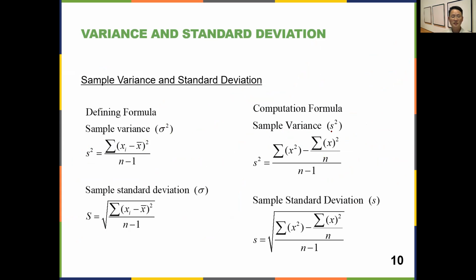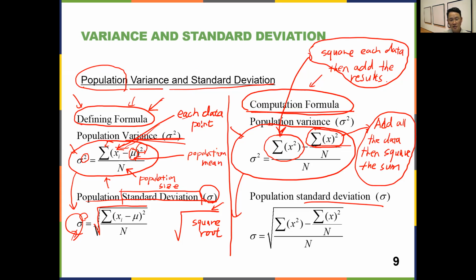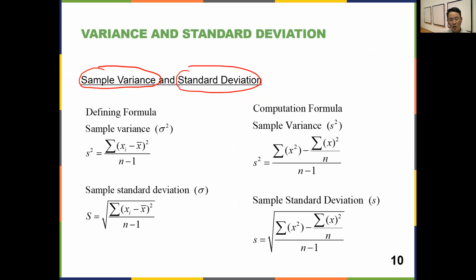Now, these are sample variance and sample standard deviation. Take a look at this formula, and let me go back to the previous one and this formula, right? As you can see, these formulas are almost identical. For the defining formula, instead of using mu, we use x bar. Why? Because x bar is the symbol for a sample.